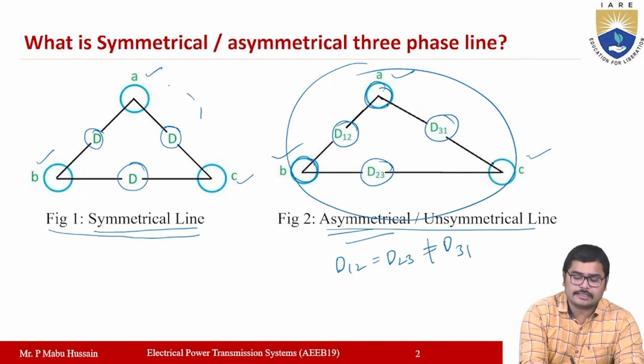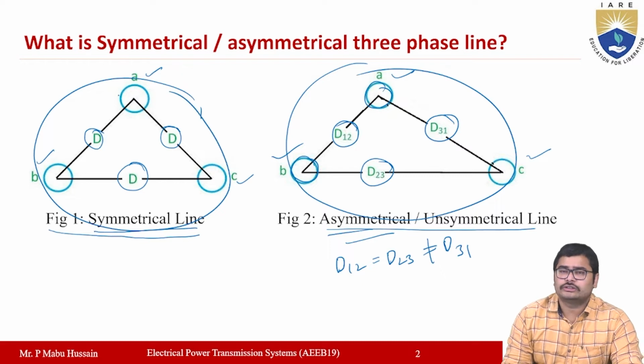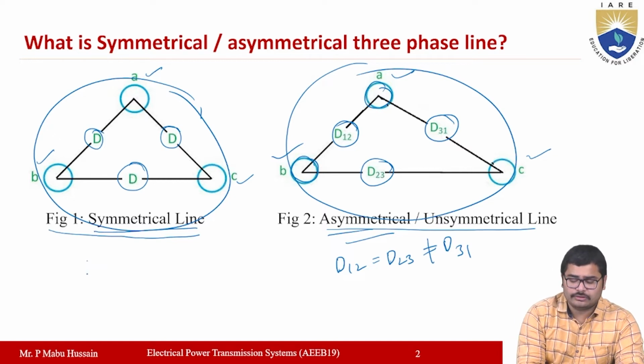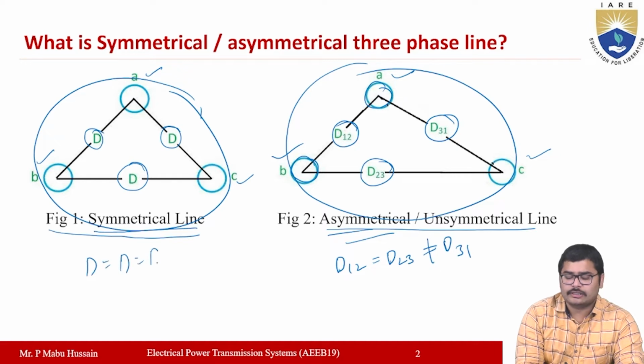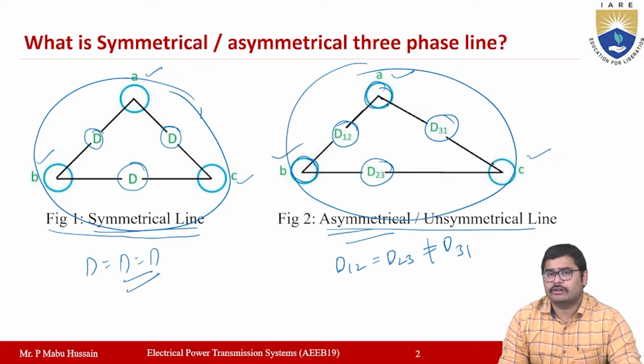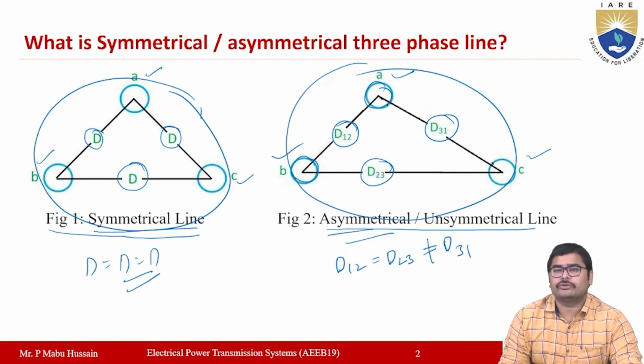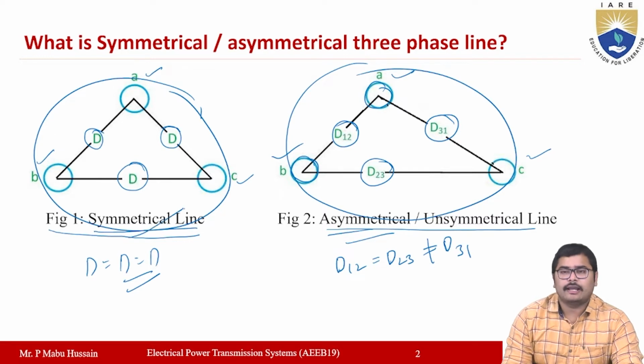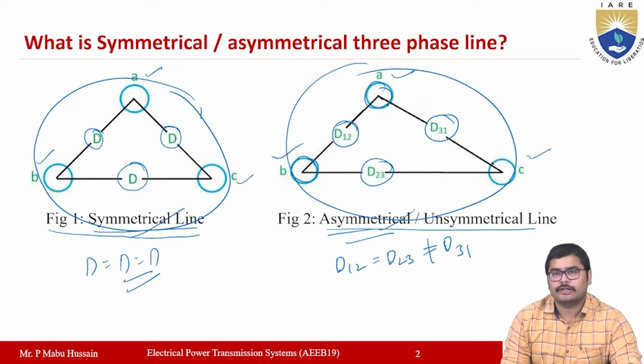If you observe the distance between any two transmission line conductors, and all the distances are the same, then such a transmission line is called a symmetrical transmission line. Now we are going to derive the inductance equation for this symmetrical line as well as this asymmetrical line.